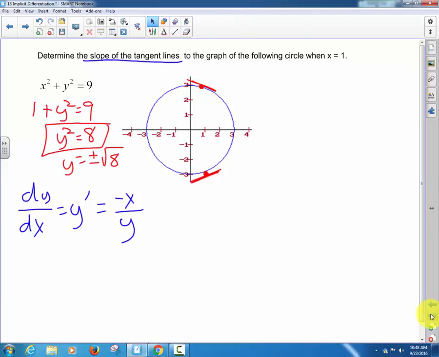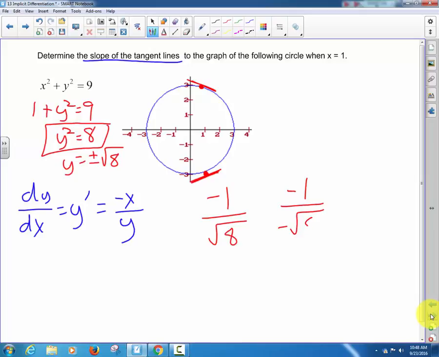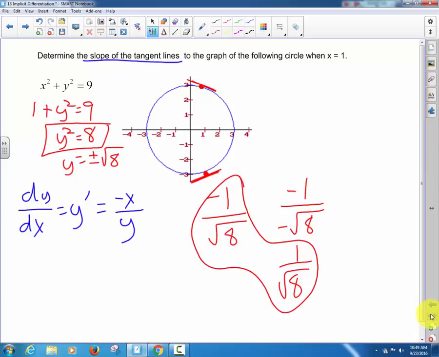Okay, so now one of the slopes is going to be negative 1 over the square root of 8. And the other slope is going to be negative 1 over the square root of negative 8, or 1 over the square root of 8, right? So those are our two slopes. Which slope goes with which point? If we label this point up here A and this point down here B, which one of the slopes goes with A?